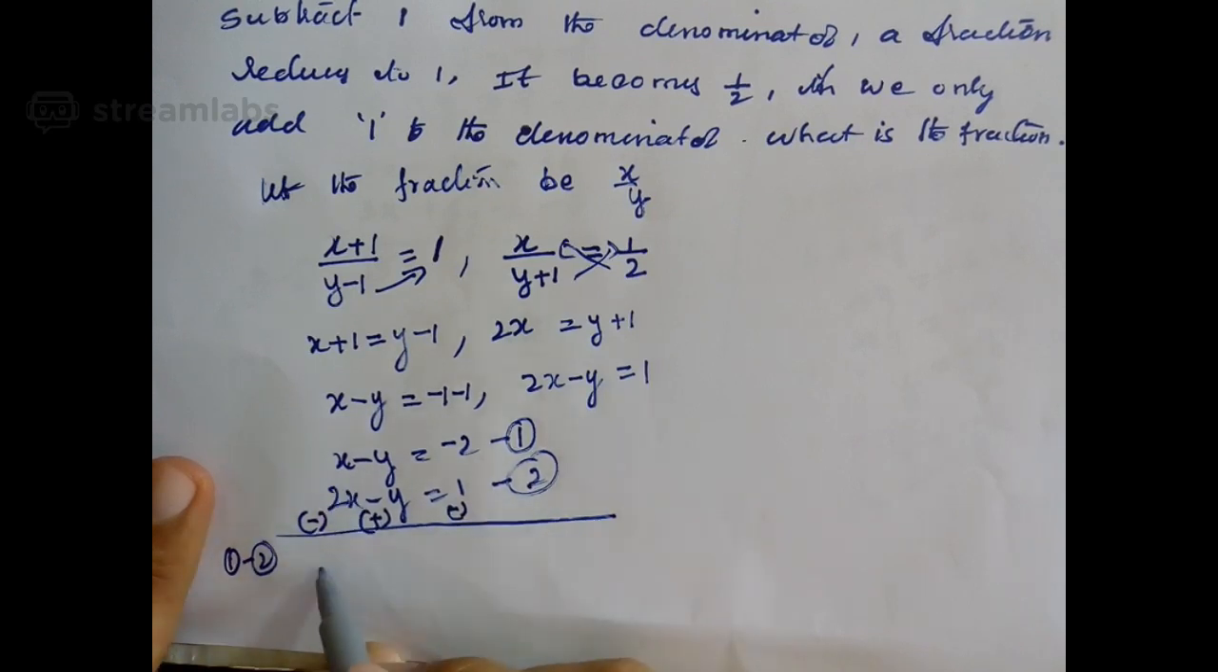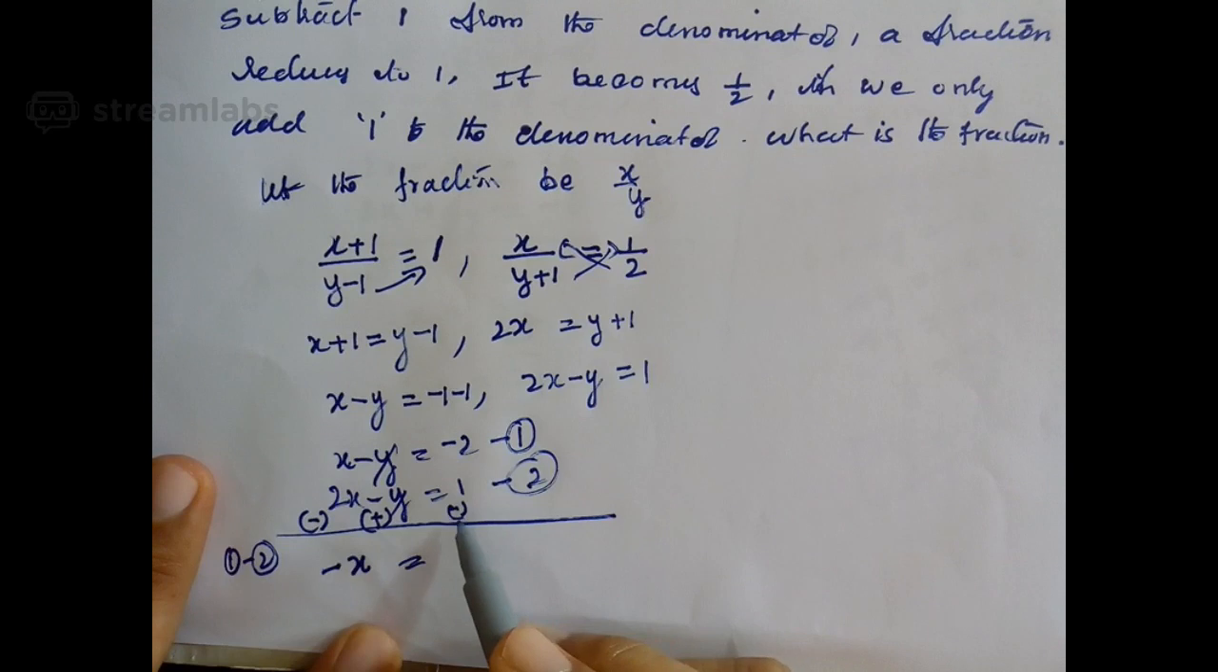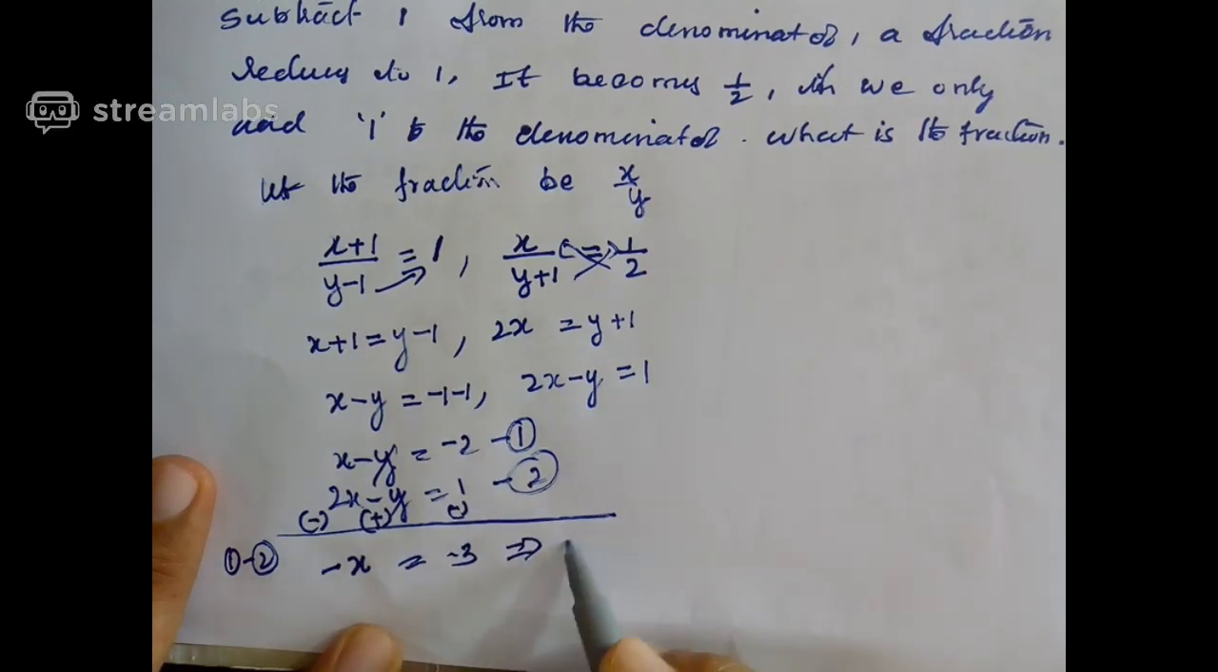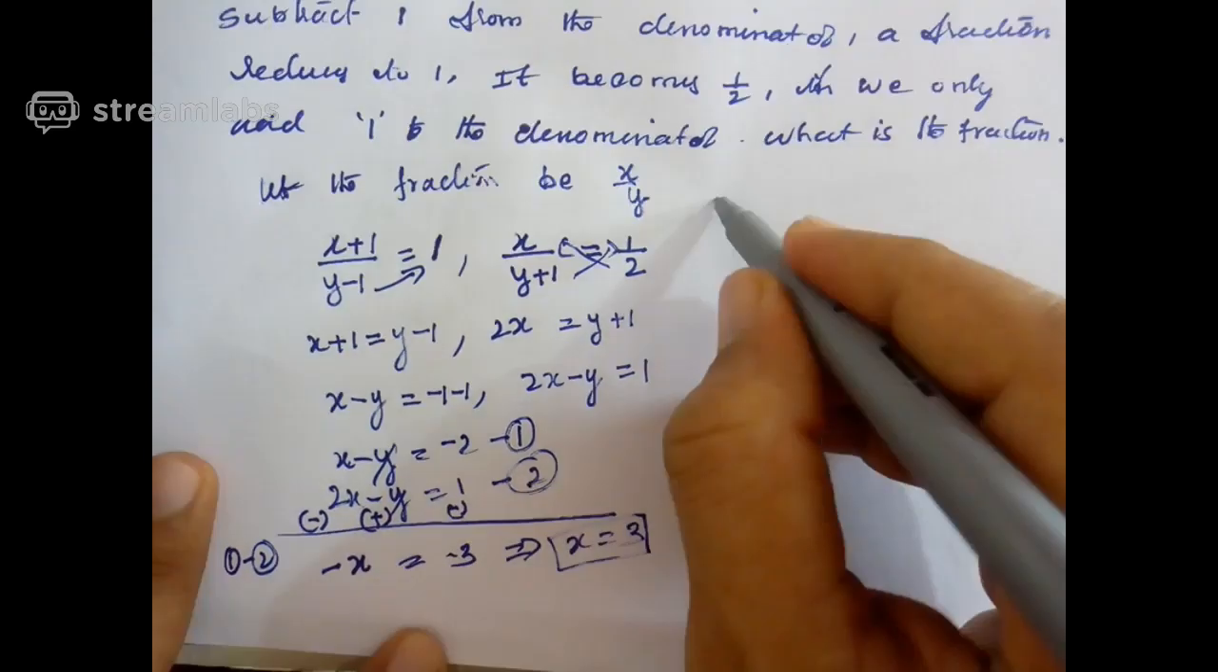x minus 2x is what? Minus x, isn't it? x minus 2x is minus x, and the y cancels. Minus 2 minus 1 is minus 3. This implies x is equal to 3. x is equal to 3.